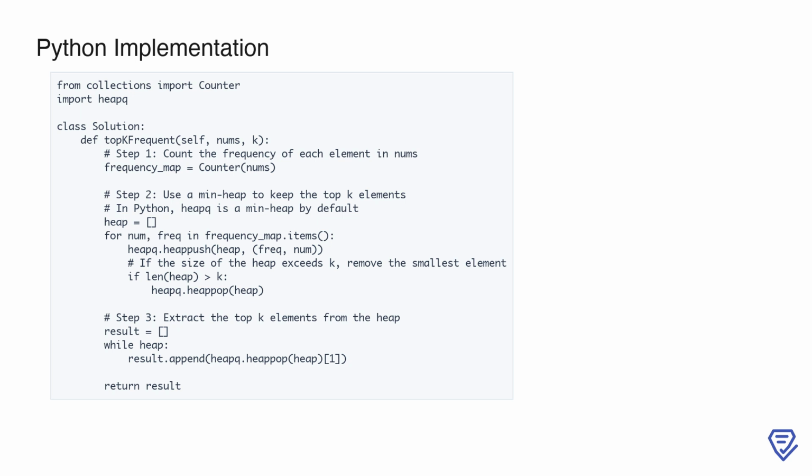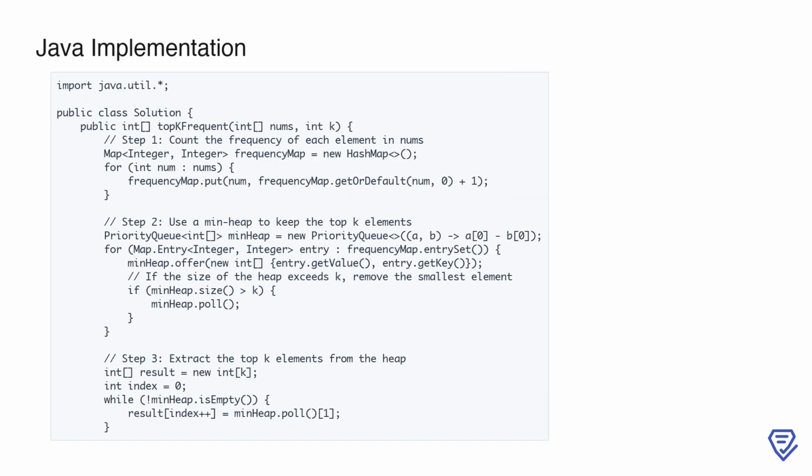This approach is efficient and works in O(n log k) time, where n is the number of elements in nums and k is the number of top frequent elements to return. The frequency map construction takes O(n), and maintaining the heap of size k during the iteration takes O(n log k). Here, we start by defining a method called topKFrequent that takes an integer array nums and an integer k as input. The goal is to find the top k most frequent elements in the array.